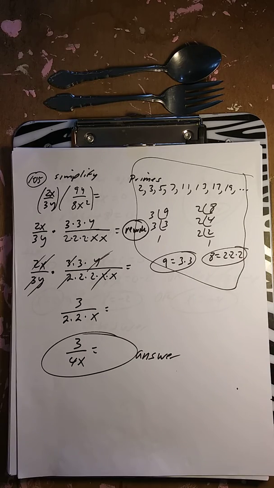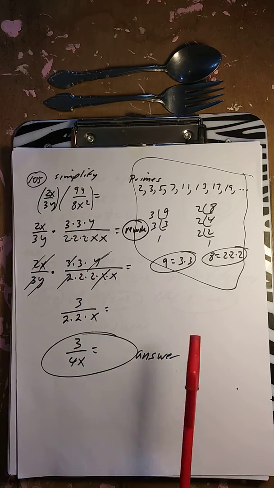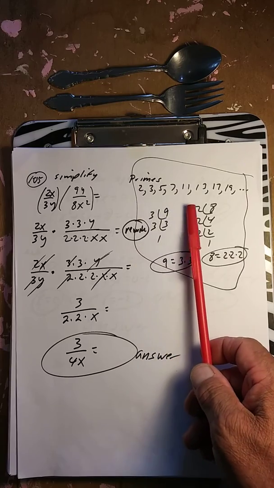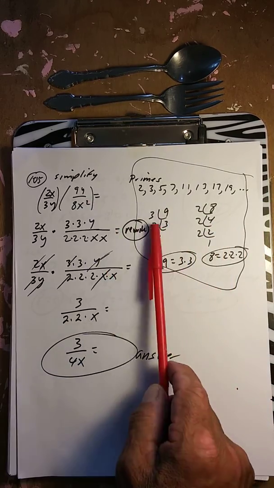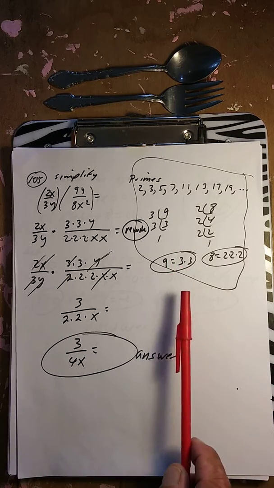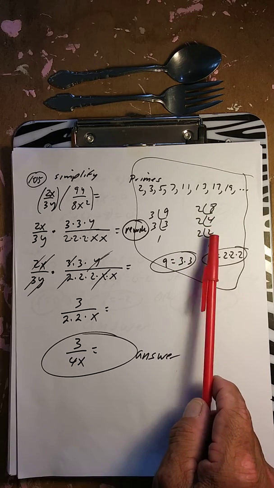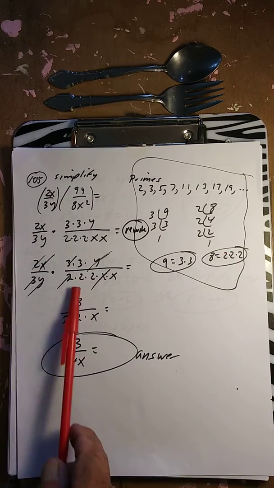Simplify this. So we're going to simplify this, so let's do the prime numbers. Prime numbers are, let's see, 2, 3, 5, 7, 11, 13, 17, 19, keep going. So let's start with the 9. 3 divides 9, 3. 3 divides 3, 1, so 9 is 3 times 3. 8. 2 divides 8, 4. 2 divides 4, 2. 2 divides 2, 1. 8 is 2 times 2 times 2. So replace these numbers back in the original problem.